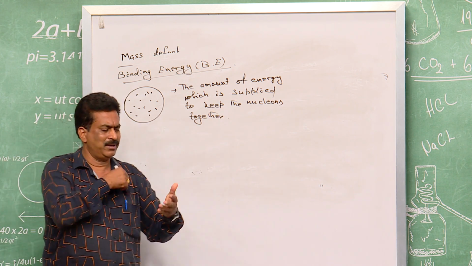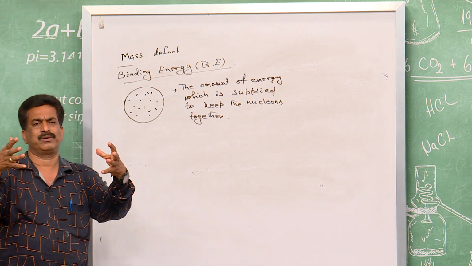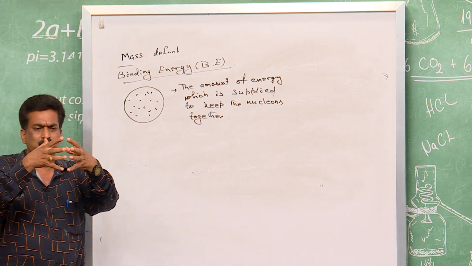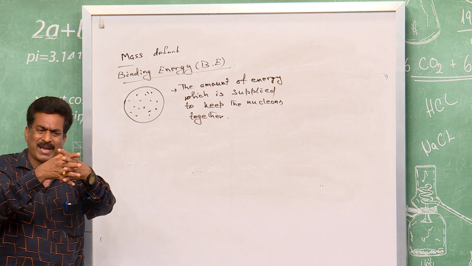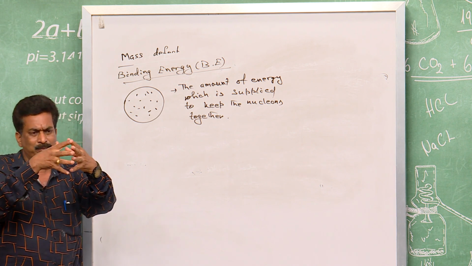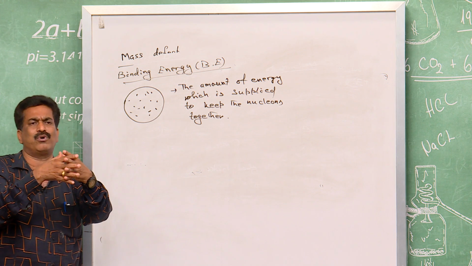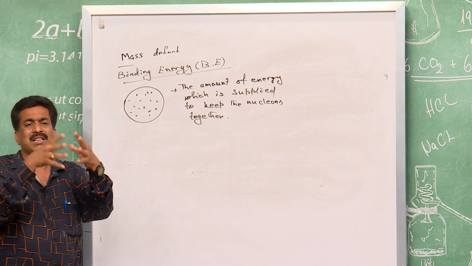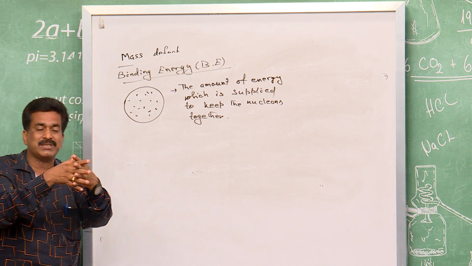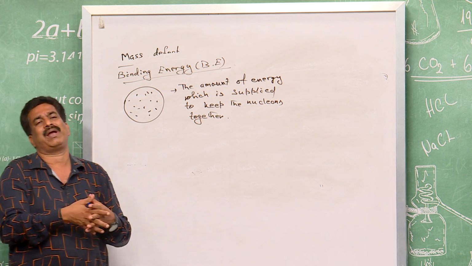Suppose for example, this is your neutron, this is the proton. For this neutron and proton to be bound means they are kept together. When they are kept together with some force, they are attached, and that minimum force through which they are attached is known as the binding energy.